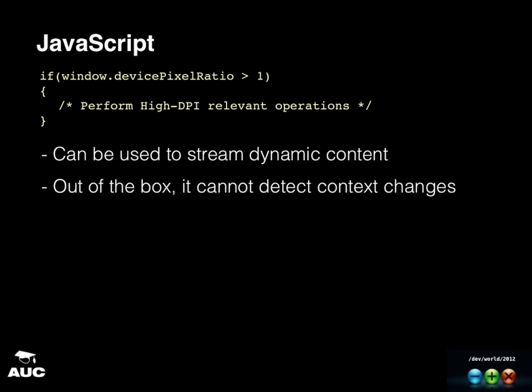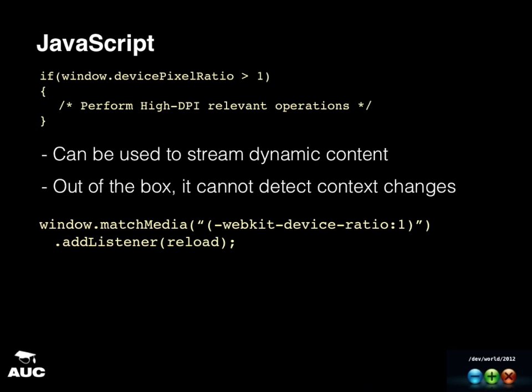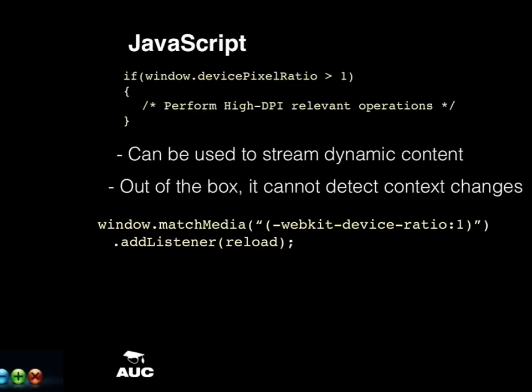It can't detect that, but there is another line of code. You can register a callback function for that. So basically you just say watch for when this property changes, and when it does, fire this function. And this is actually, I'll talk about this in a little bit, how Apple handles the Retina content on their website.